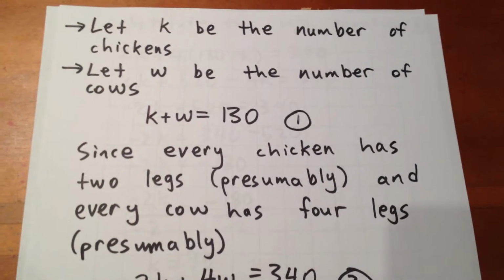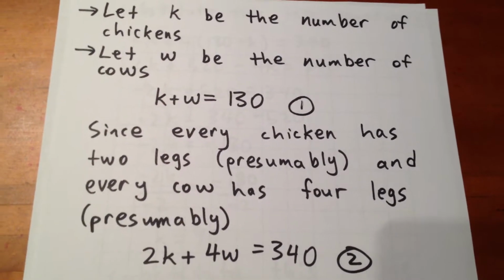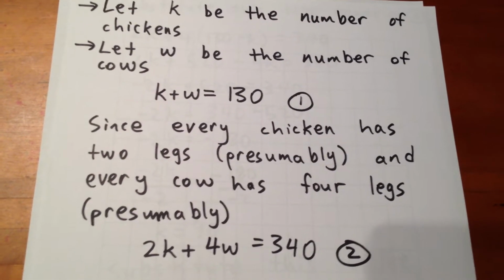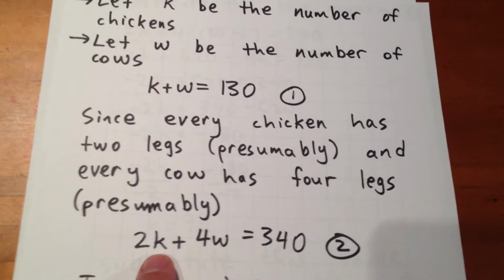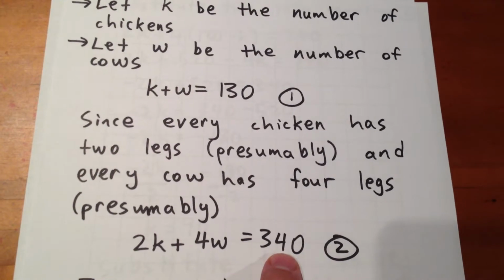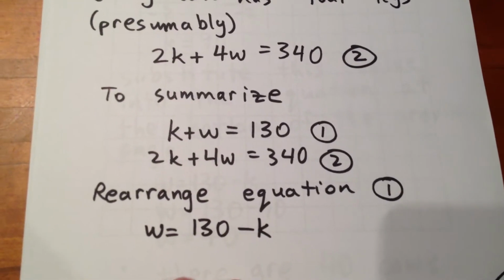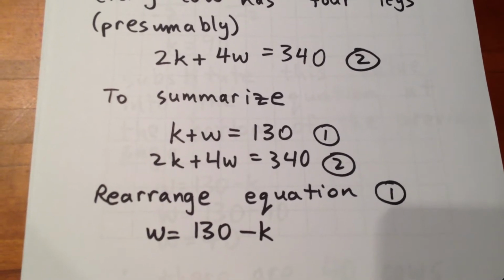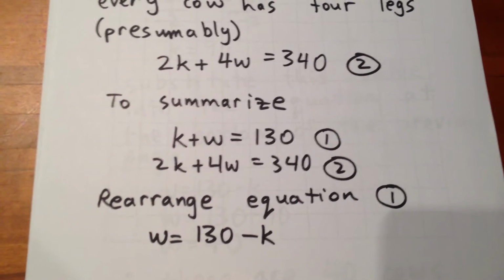Now, we're hoping that every chicken has 2 legs and we're hoping that every cow has 4 legs. And if that's the case, then 2 times the number of chickens plus 4 times the number of cows is going to give us 340 legs total. So to summarize, we have 2 equations, K plus W equals 130 and 2K plus 4W equals 340.